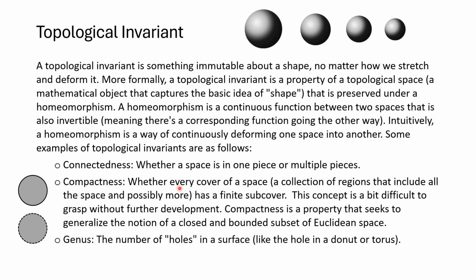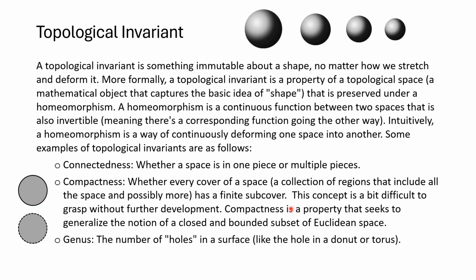Compactness is a little bit harder to describe. It's basically an abstraction of closed and bounded from Euclidean space. I have a little example here where you have, say, a disk and its boundary. So this would be closed and also bounded. And then if you remove just the boundary, then it would be bounded, but it's no longer closed because you don't have the boundary included in your object. So this one is compact, this one is not, and by the definition of compactness, these two are not the same.